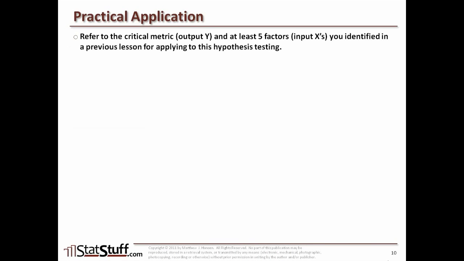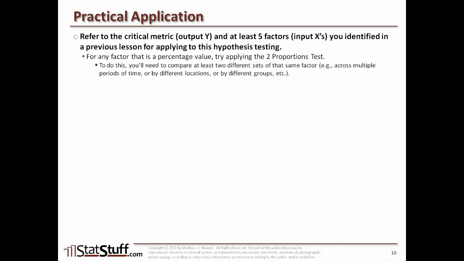All right, before we close this lesson, let's discuss how we can apply some of these concepts in a practical way. I'd like you to refer to the critical metric or output Y that we've defined before, and those other factors that we looked at before when we're trying to look through this hypothesis testing. Now, for any of those factors that have a percentage value, I want you to try to apply the two proportions test. In order to do that, you're going to need to compare at least two different sets of groups for that same factor, like if you're going to compare that factor across multiple periods of time, or maybe across different locations, or by other types of groups. Also, you can have other factors in the organization that you can use for this exercise if you happen to not have any among those you've pre-selected.